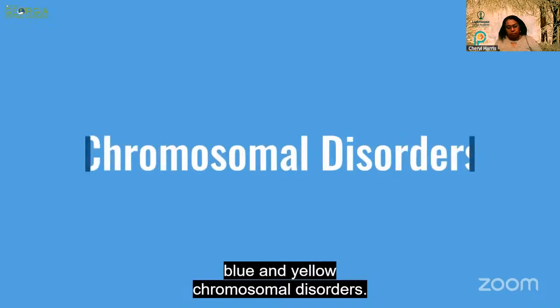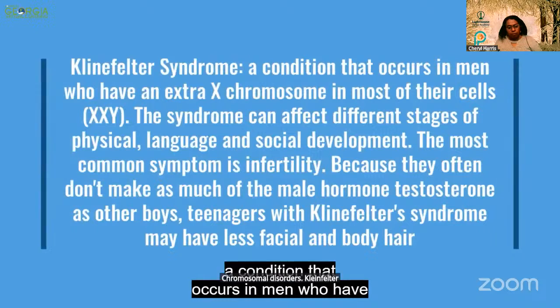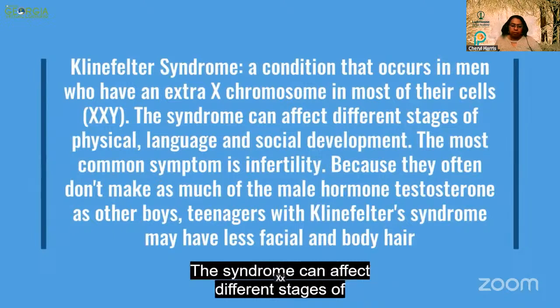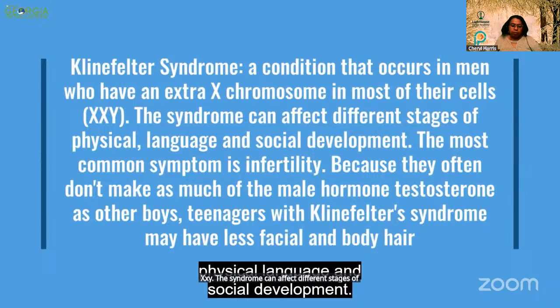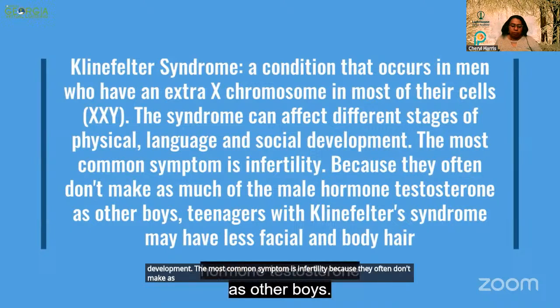Chromosomal disorders. Klinefelter syndrome is a condition that occurs in men who have an extra X chromosome in most of their cells, XXY. The syndrome can affect different stages of physical, language, and social development. The most common symptom is infertility. Because they often don't make as much of the male hormone testosterone as other boys, teenagers with Klinefelter syndrome may have less facial and body hair.